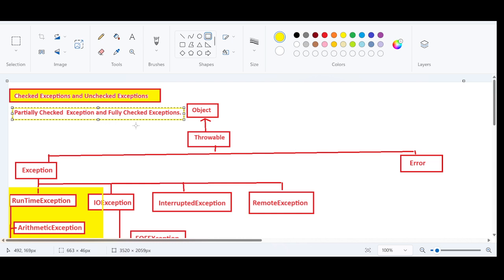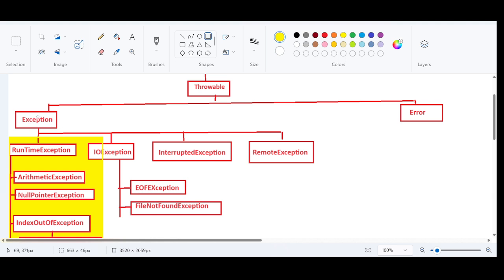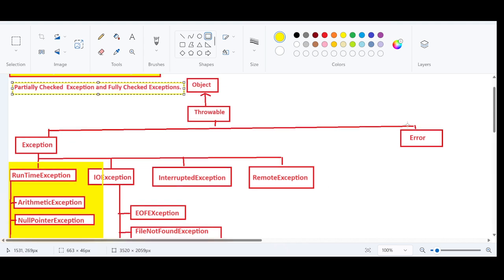And if you ask me what is partially checked and what is fully checked, this is also an interview question. What is partially checked and what is fully checked exception? Right? If you find any class, for example, so forget about this error.